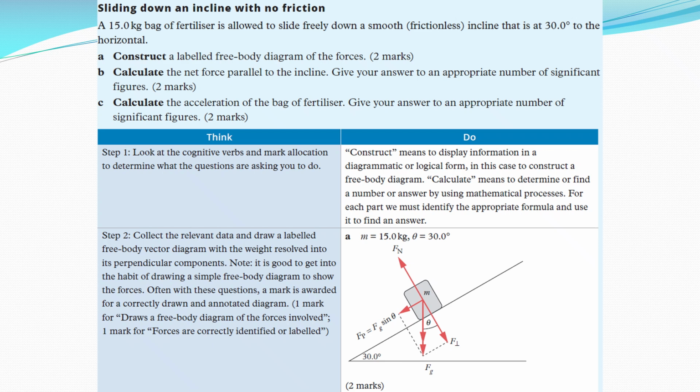All right, so first things first, we've written down what we know, and we've got our free body diagram there, which looks exactly like what we did before. What's missing is the frictional force that's holding it back. So that's all pretty straightforward. 2 marks for doing that, easy peasy.